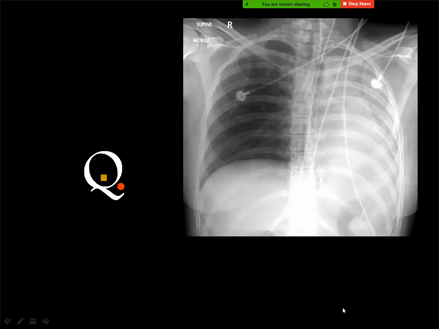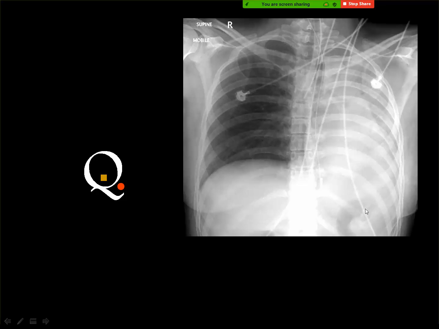Then, what do you think of this? Left white hemithorax, showing air bronchogram. Where is the lesion? Left or right? Left. It's a left white hemithorax showing air bronchogram. Total lung collapse on the left side. Where is the heart? Mediastinal shift to the left. Yes, marked mediastinal shift.